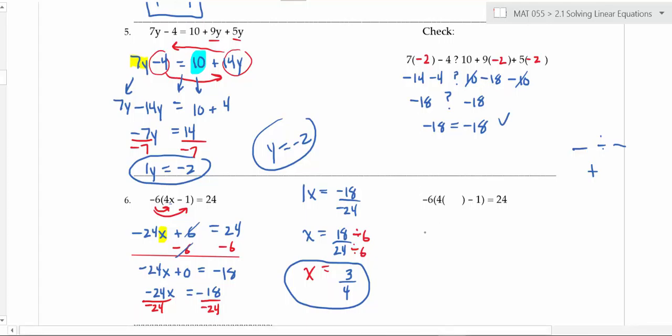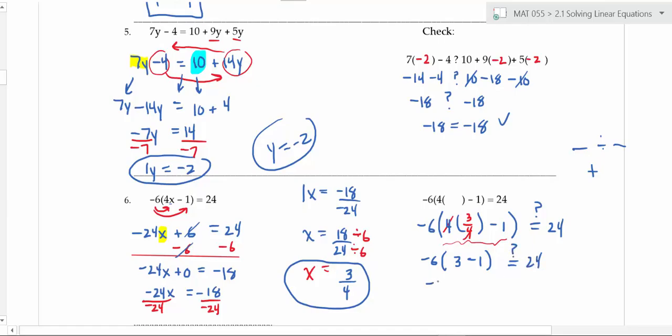Now I'm going to check the answer. So the answer we have is negative 6 times, in parentheses, 4 times the answer minus 1, close the parentheses, and we're going to see if that's equal to 24. So I'm going to replace the variable with 3/4, work out the details, and see what happens. Order of operations says work inside the parentheses, and notice you can reduce out the 4's. So then what you would have is negative 6, parentheses, this whole thing becomes 3 minus 1, and we'll see if that's 24. So that's negative 6 times, whoa, what in the world did I just do here?